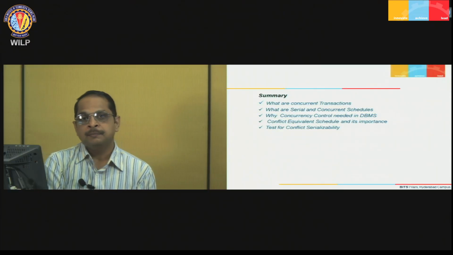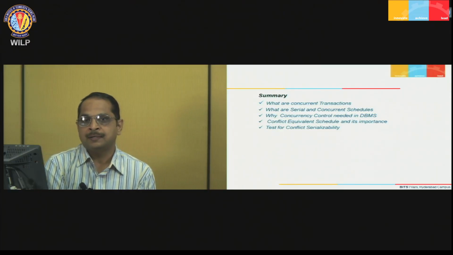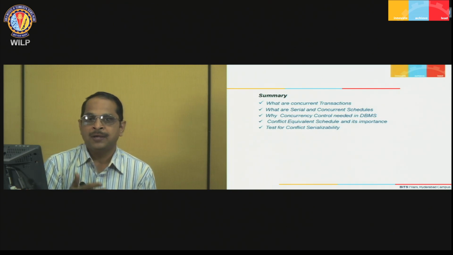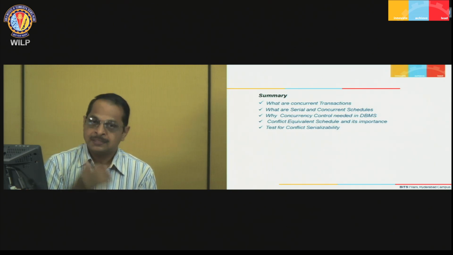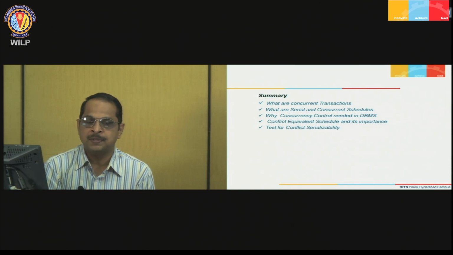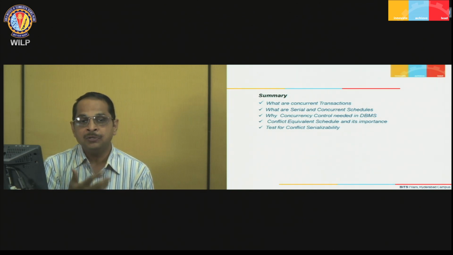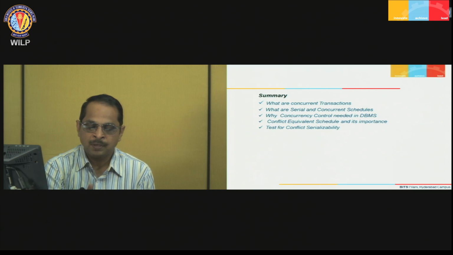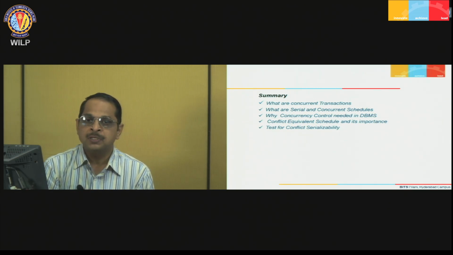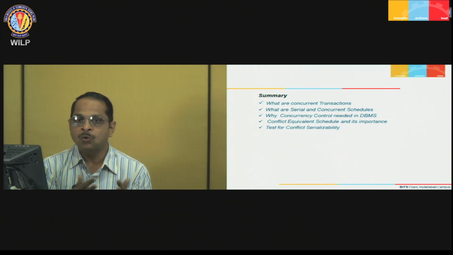Hence, in this session we discussed what concurrent transactions are, what a concurrent schedule is, what serial and concurrent schedules are, and what the properties of such schedules are. We have seen why concurrency is desirable, because we can increase the throughput. At the same time, we saw why concurrency control is needed in a database management system, because it may lead to problems: the lost update problem, the dirty read problem, and the incorrect summary problem. Because of these problems, we need to have better control over the concurrency.